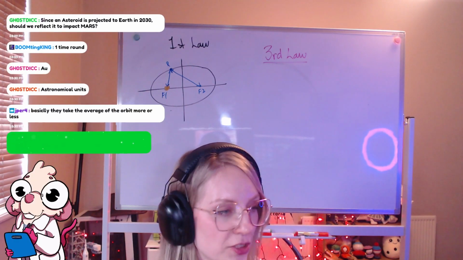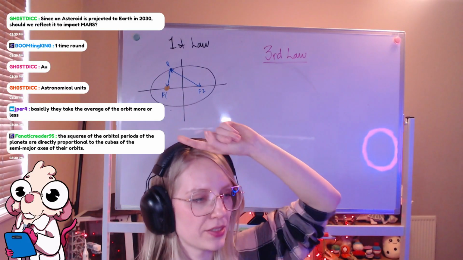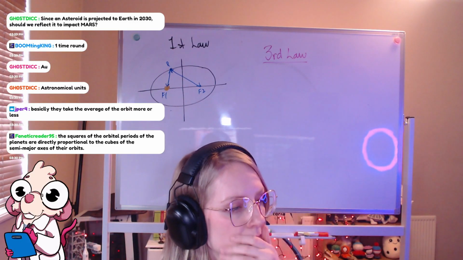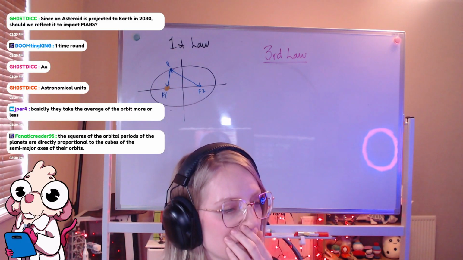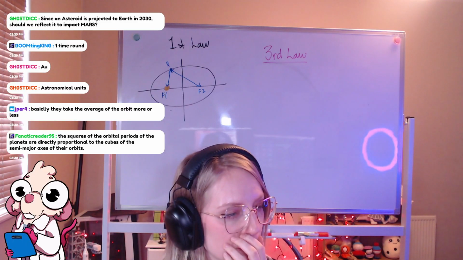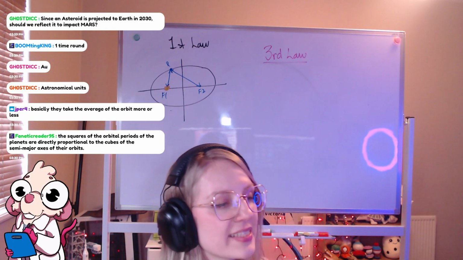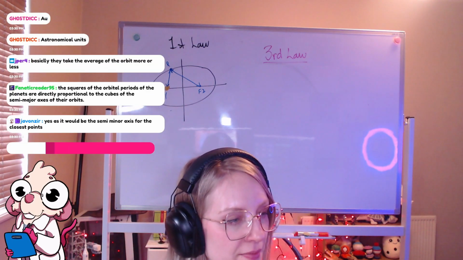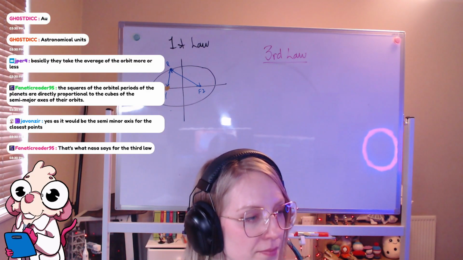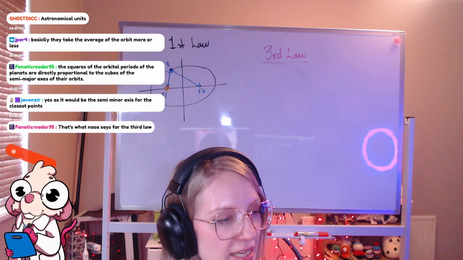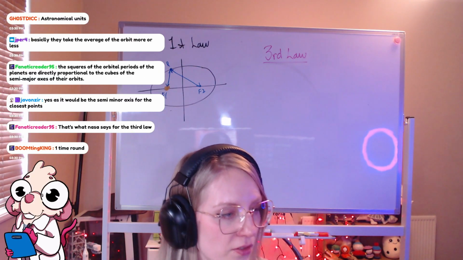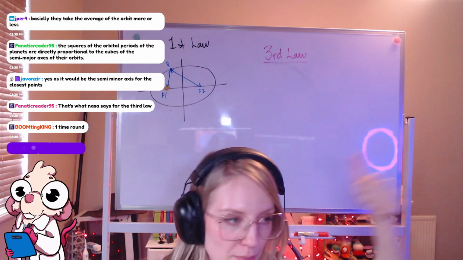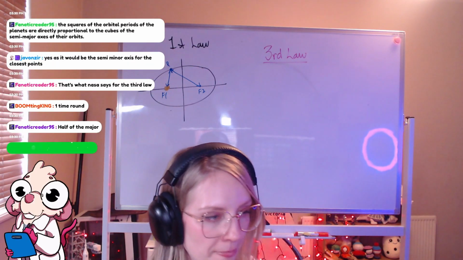Basically, they take the average of the orbit. Yeah, but which orbit? My question is, what is the semi-major axis? And yes, it would be the semi-minor axis on the closest points. Excellent. Okay, I was right. Whew. The longer one.